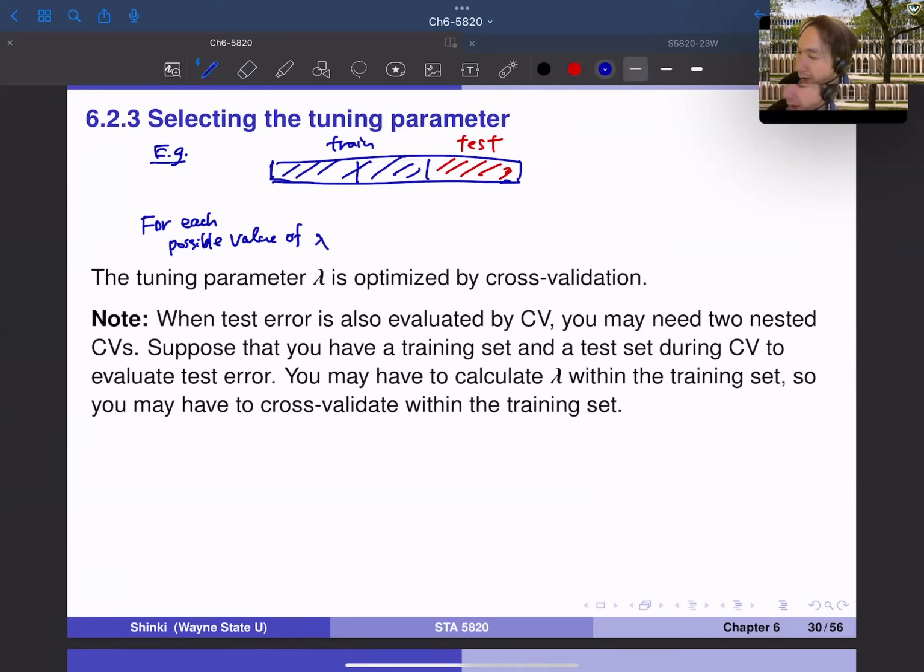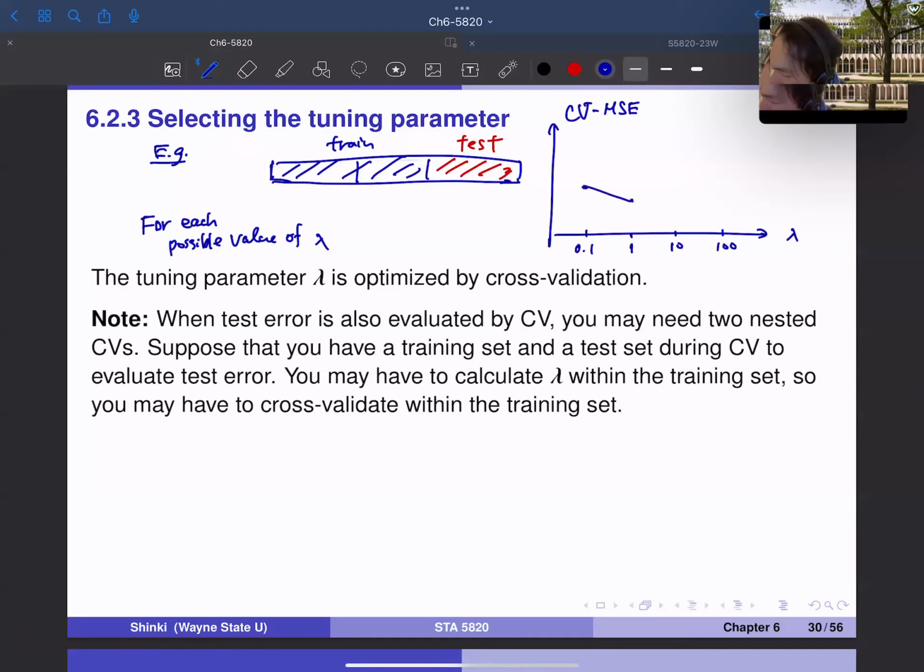So finally, we get the graph where the lambda values are 0.1, 1, 10, and 100. Then you can get the cross-validated MSE, with values like this, and like this, and maybe like this. Then you can see that lambda equal to 10 is the best parameter we can choose. So this is the way to determine lambda hat.